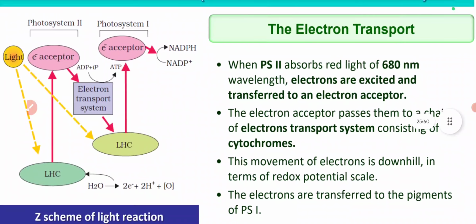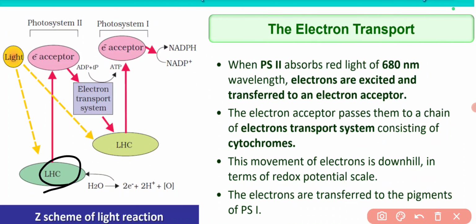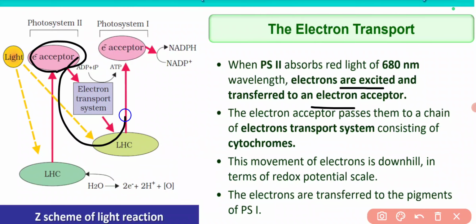The electron transport. When PS2 absorbs red light of 680 nm wavelength, electrons are excited and transferred to an electron acceptor. Here you can see light energy comes to the LHC, where the electrons are excited, transferred to the electron acceptor like this. Okay. The electron acceptor passes them to a chain of electron transport system. So here there is a chain of electron transport system consisting of cytochromes. We will discuss about this later.